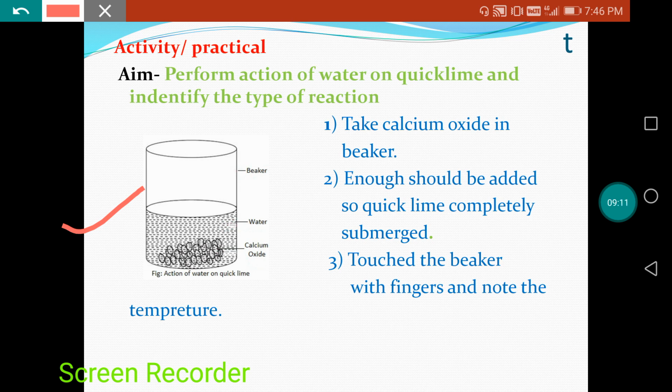Always put quicklime in a small quantity in a beaker. Then pour water on it. Do not add excessive water as it may cause an explosion due to the vigorous reaction. Please do not check the temperature by dipping your finger in the beaker because it may burn the skin, right?